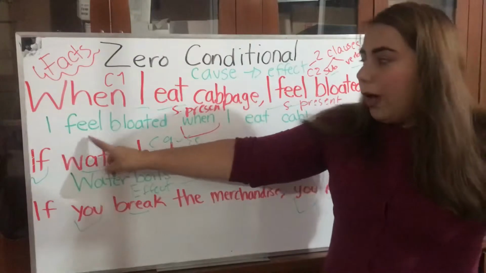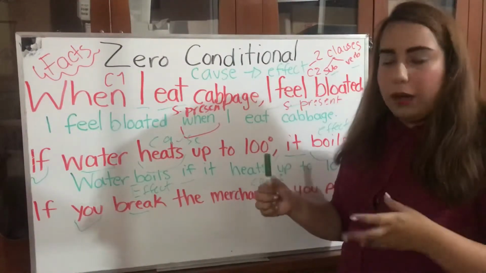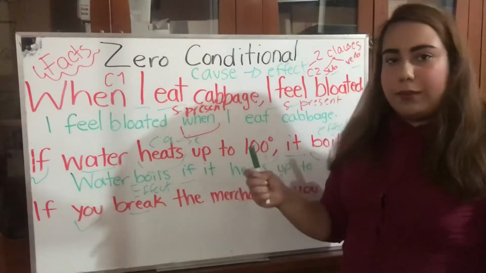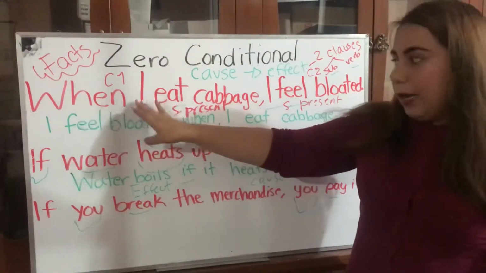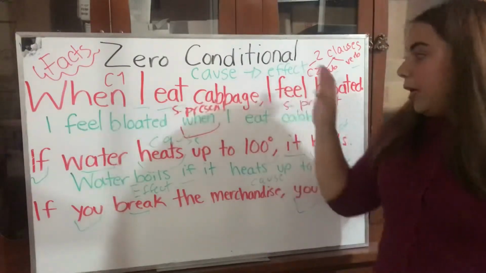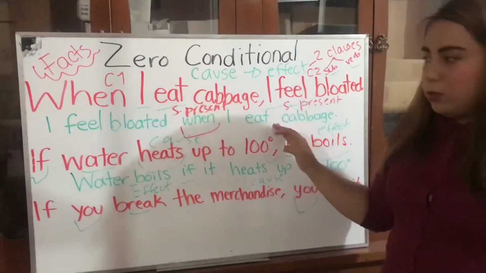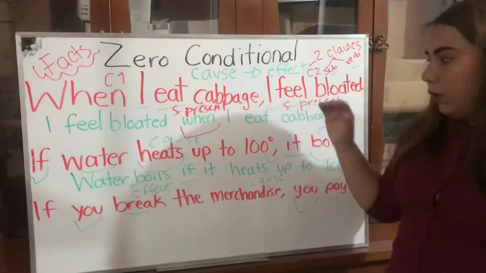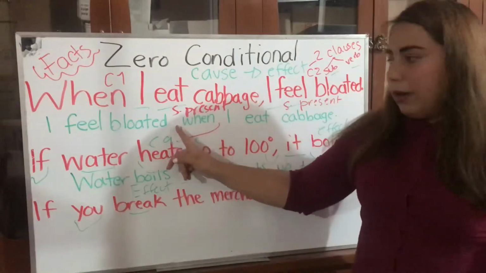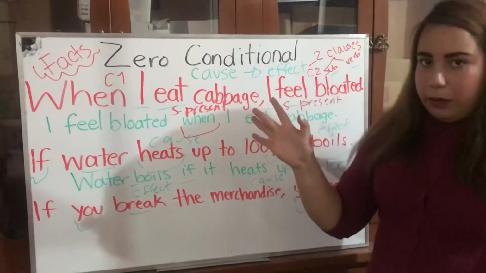Pero aquí tengo, I feel bloated when I eat cabbage. Noten que aquí no tengo coma, ¿ok? ¿Cómo voy a saber si lleva coma o no? Aquí, clause 1 empieza con la causa, ¿ok? Esta es causa y este es efecto. Aquí lo volteé, este es efecto y este es causa. Cuando lo volteo y empiezo con efecto y dejo al último la causa, voy a separar con when o if y no voy a utilizar coma, ¿va?